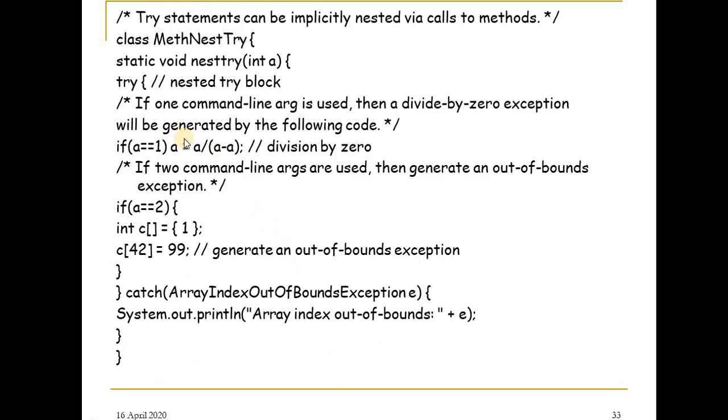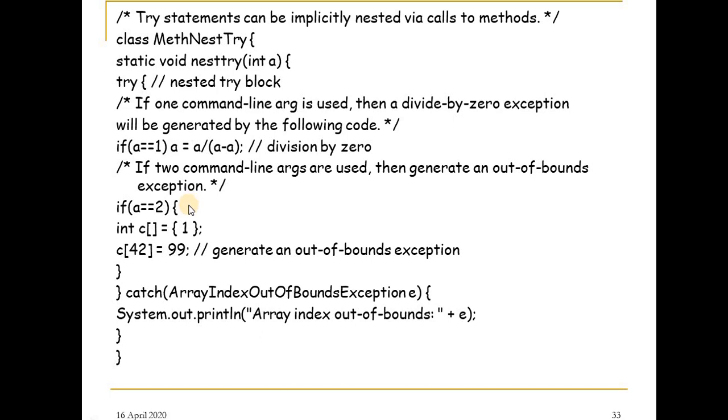Now suppose in nested try, if divide by 0 exception does not occur, that is, if the value of A is not equal to 1, then this statement will not create any exception, it will just execute, and this next statement will also get executed. That is, it will test if the value of A is equal to 2. Now if the value of A is equal to 2, then it is true over here.